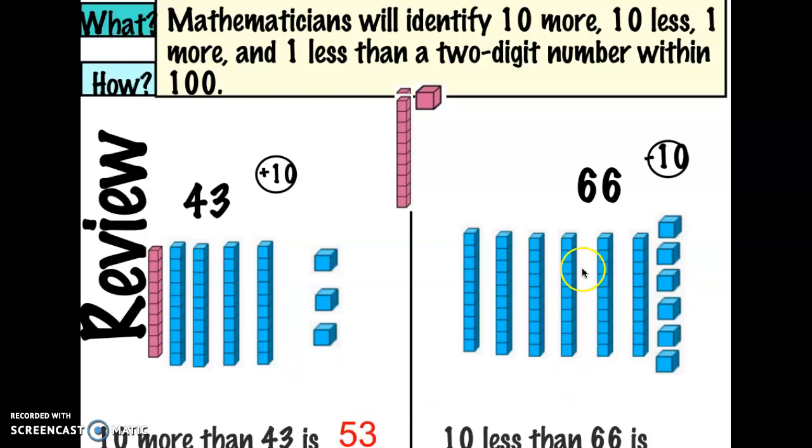So the last one, we're being asked to find 10 less than 66. So what do we have to do? We have to take away 10. So 10 less than 66 is 56.